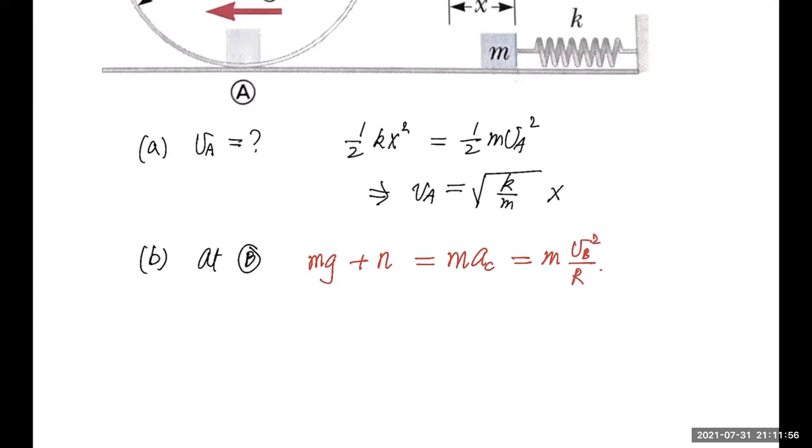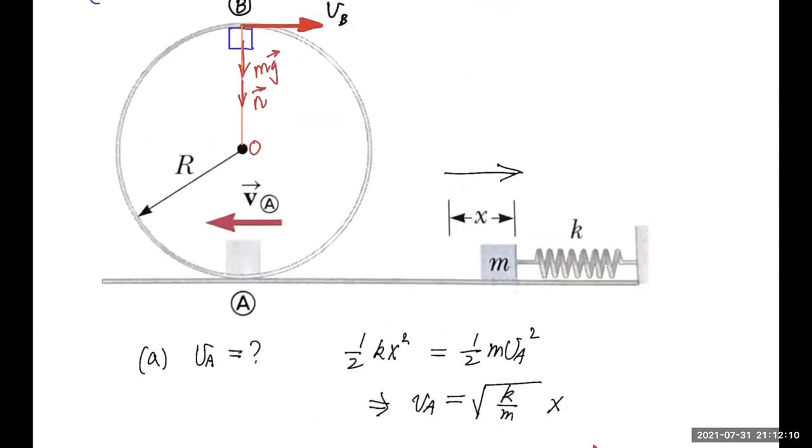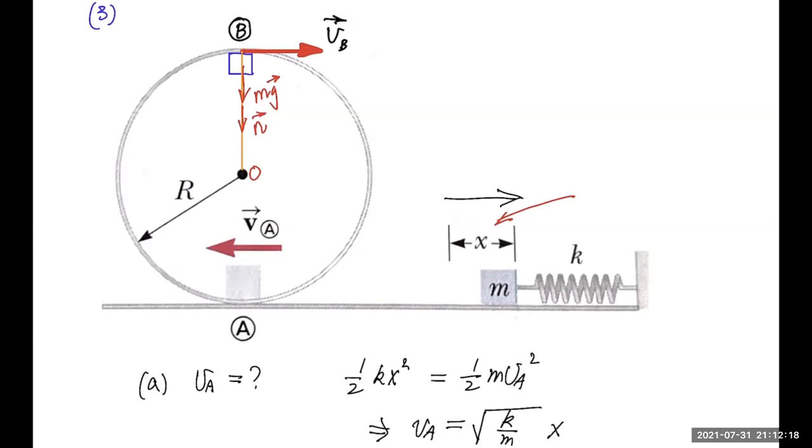Okay, now clearly, the greater the speed VB, the greater the value of n, the normal force, to balance this equation. But I'm looking for the minimum amount of compression x that I can get away with to complete the circular motion. Therefore, I'm looking for the minimum possible value of VB.